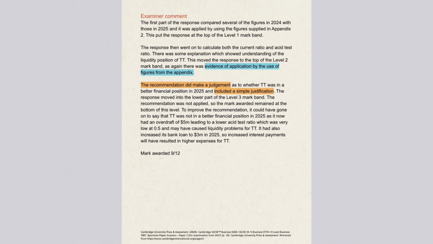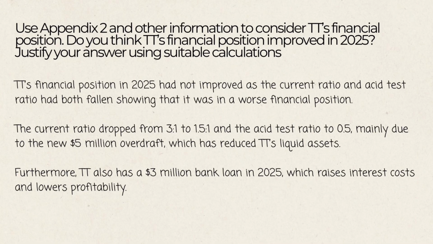Its financial position in 2025 had not improved as the current ratio and the acid test ratio have both fallen, showing that it was in a worse financial position. Now, the examiner's comment said this was simple, but yet you can see that this candidate has made a clear decision that it was in a worse financial position because the current ratio and the acid test ratio had fallen. And this will be the first level 3 point.